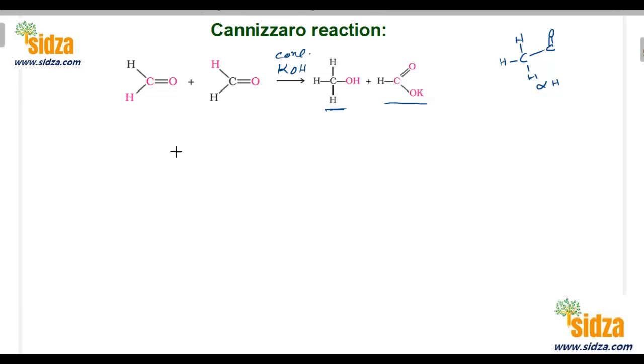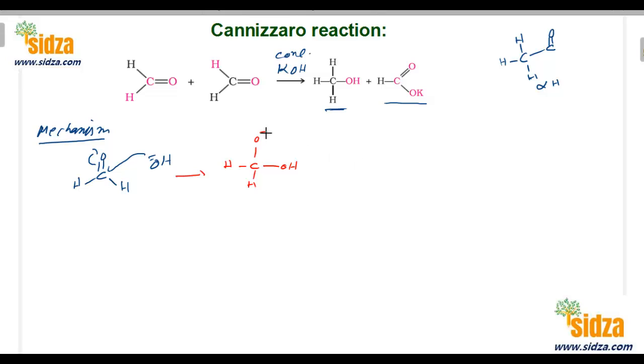Now let's look at the mechanism. How does this reaction actually take place? Let's write down the mechanism of this reaction. The first step is an aldehyde without any alpha hydrogen atom, let's say formaldehyde. When you react it with a concentrated alkali, it is the hydroxide ion which attacks this carbonyl carbon, and the electron pair shifts like this. You now get a carbon with O negative; this carbon already has two hydrogens, and now it has one OH group.